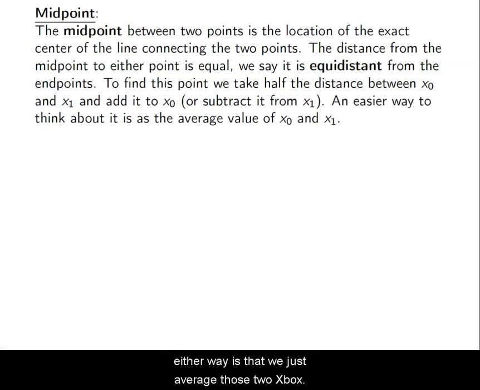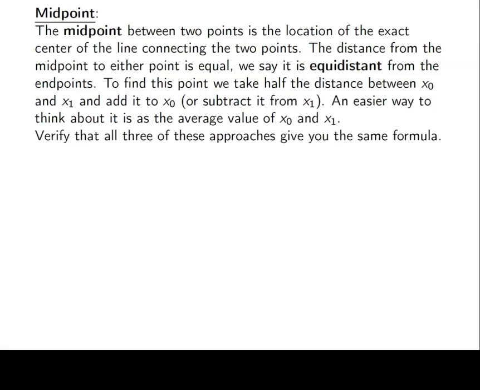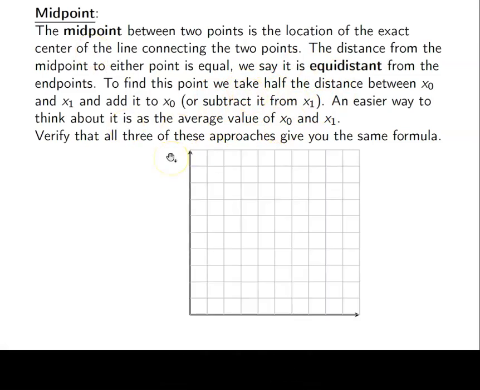An easier way is that we just average those two x values. The point in the middle is the average of those two values, okay? So we want to verify that all three of these methods are equal. As you write this, I'll let you submit it to me as extra credit for those of you who are in my class right now. So verify that these three methods of the midpoint are equal.